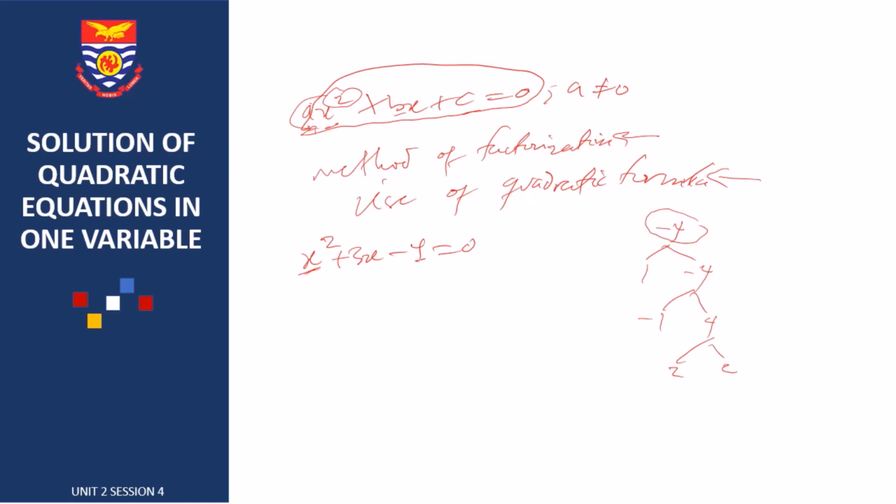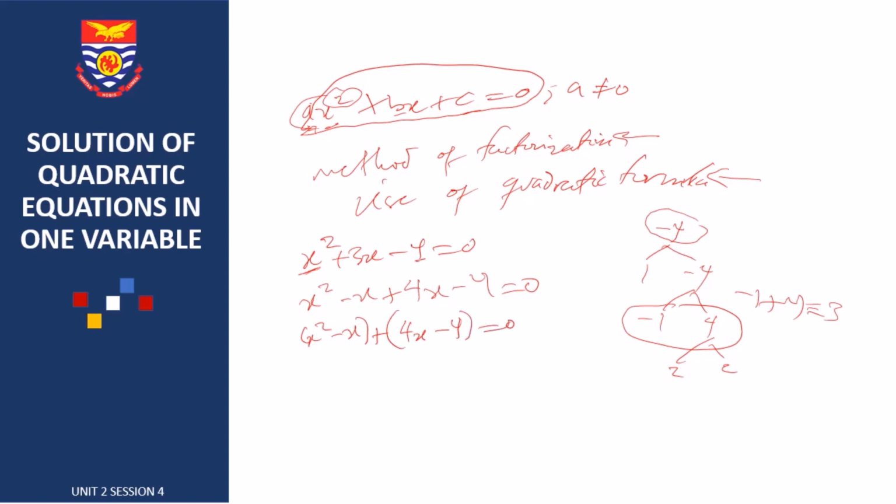Now I'm going to focus on this. When I add minus 1 and 4, I'm going to have what? 3. So here I'll have x squared minus x plus 4x minus 4 equal to 0. And I'll group x squared minus x, and then plus 4x minus 4, equal to 0.